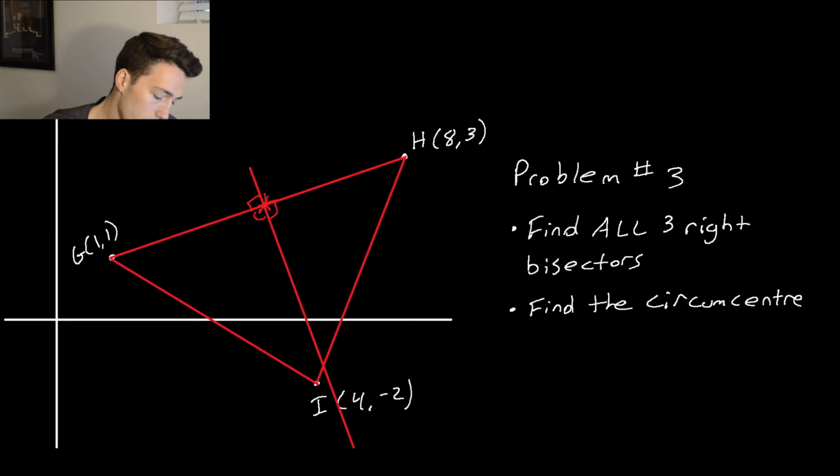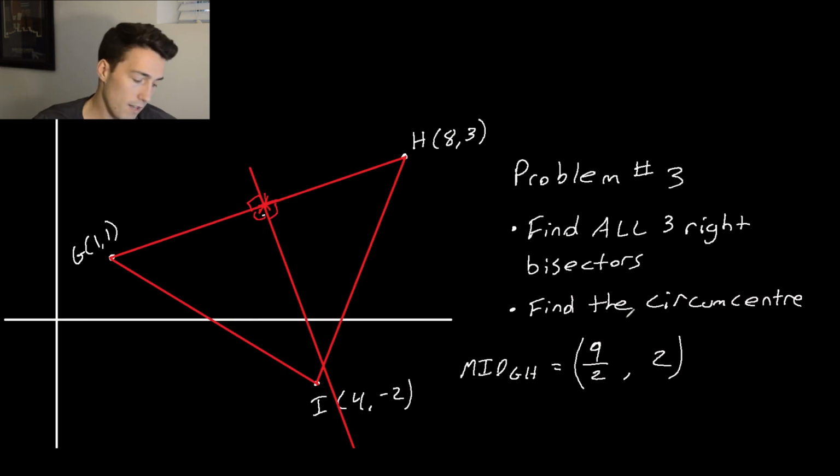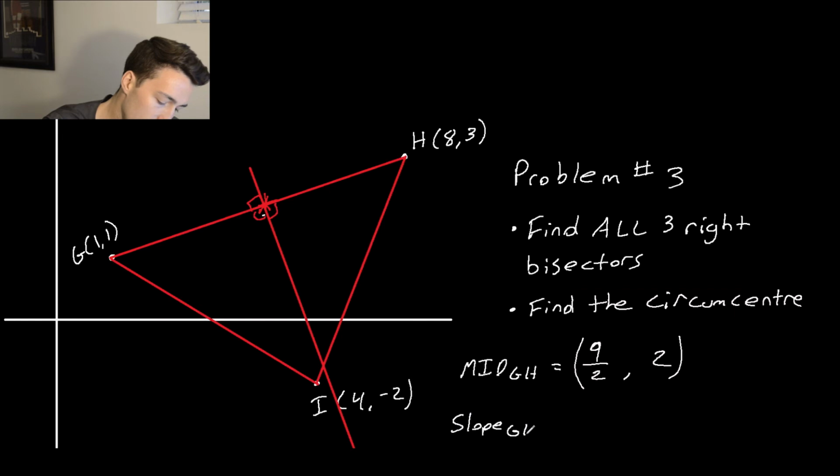So the midpoint of GH is going to be 8 plus 1 is 9 divided by 2. And then the y value will be 3 plus 1 divided by 2, so 4 divided by 2, so it's going to be 2. Now to find the slope of line GH, we'll do 3 minus 1 over 8 minus 1. So it's going to equal 2 over 7.